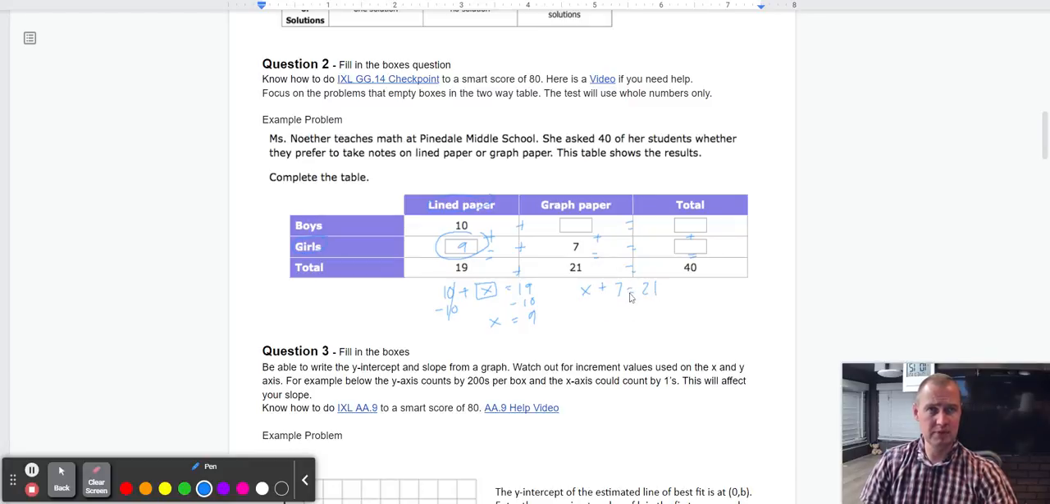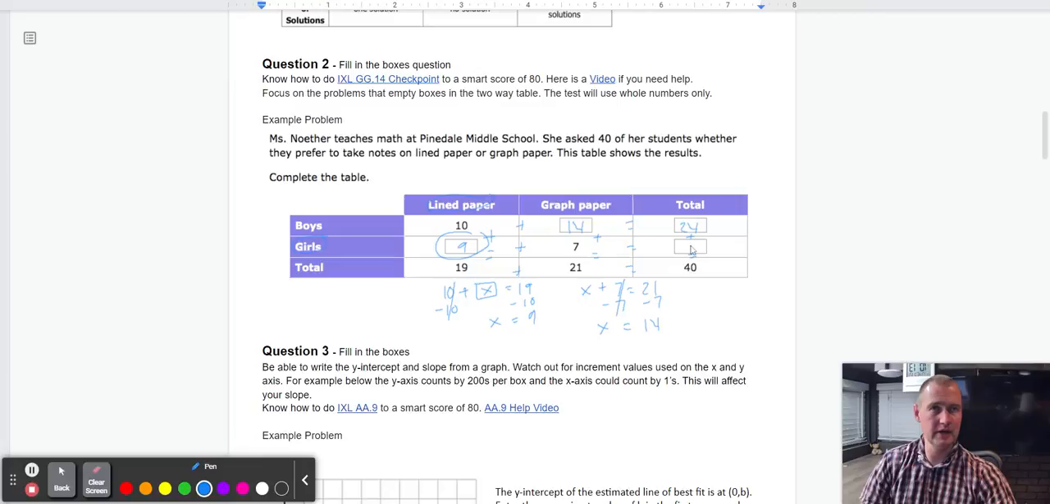Well, x plus 7 equals 21. Subtract 7 from both sides, and we have x equals, because the 7's cancel out, and 21 minus 7 is 14. So we have a 14 here. Now we've got to fill out the last two boxes. We've got a straightforward operation here. So let's do 10 plus 14. Let's see, 10 plus 14 is 24.